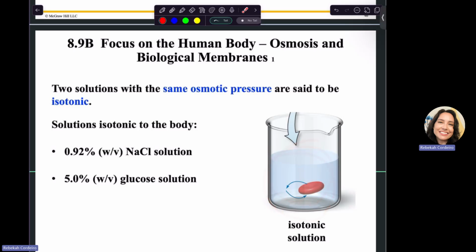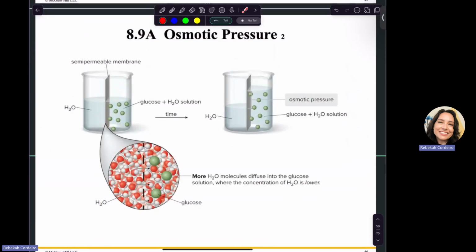So with an isotonic solution, we get this equilibrium. Some water goes in, some water goes out, but the amount of water on each side doesn't actually change anymore. We get an equilibrium state where the amount of water on this side and the amount of water on this side stays the same, and we just have water going back and forth, but at the same rate.